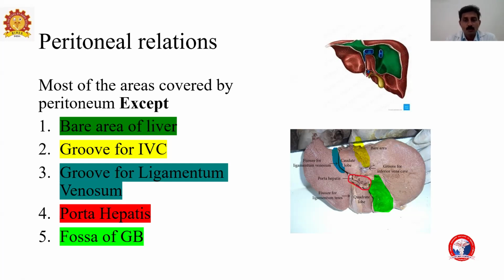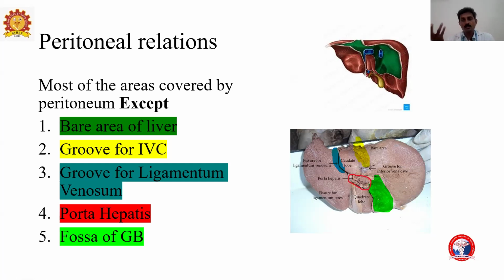See one by one. Now, this region is called the bare area of liver. What is bare? Bare means it is not covered. It's naked. So, it's bare because it's not covered by peritoneum. Okay. And the groove for inferior vena cava, we have seen again here. So this is the groove for IVC because IVC is there.